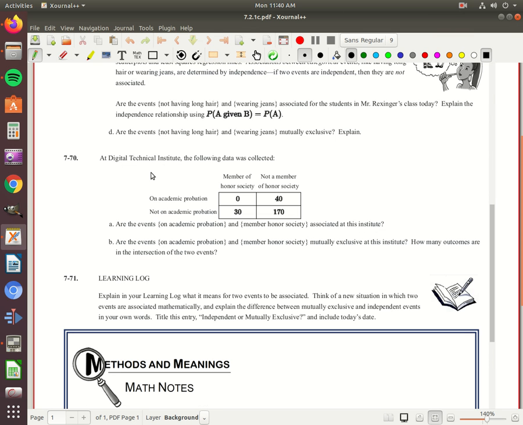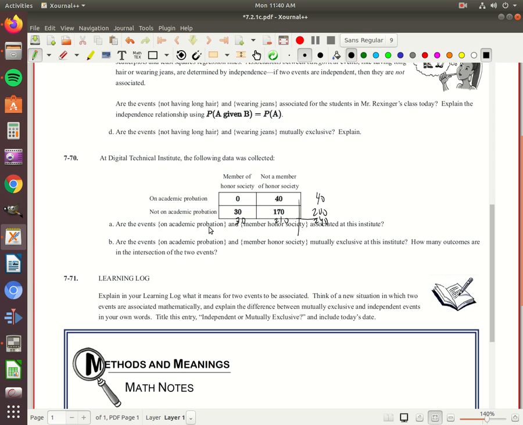All right, so it says Digital Technical Institute. The following data was collected. Here's how many people are in the Honor Society, not in the Honor Society, academic probation, not in academic probation. Again, it's nice to have totals here, so I will go ahead and total these out. That's 240. This is 210. And this is 30. Would have been nice if they left me a little more room here, but that's okay.